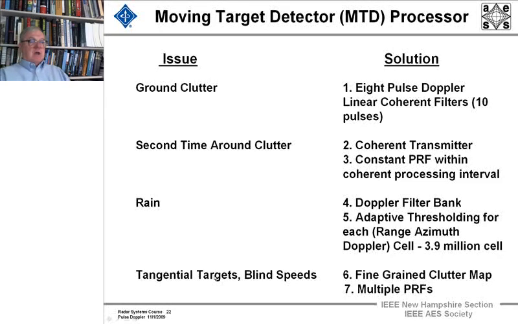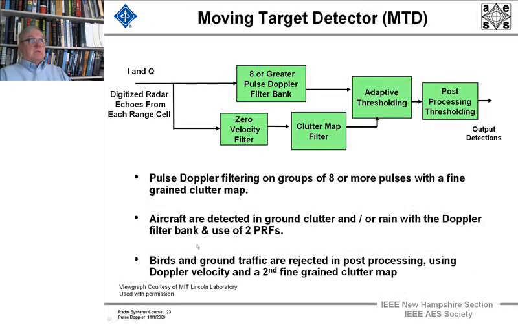And tangential targets are handled with a fine-grained clutter map. I'll go into the details of that clutter map. And blind speeds are handled by sending out 2 CPIs with different PRFs. You don't see it in one, you'll see it in the other. And there's a neat trick that was invented by Ed Muir, the inventor of the MTD concept.